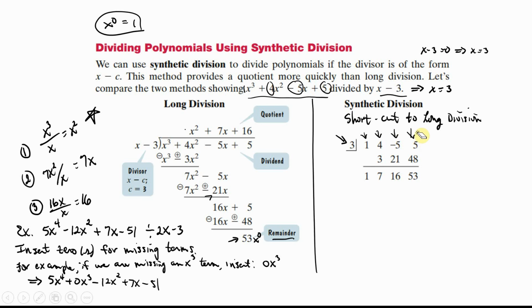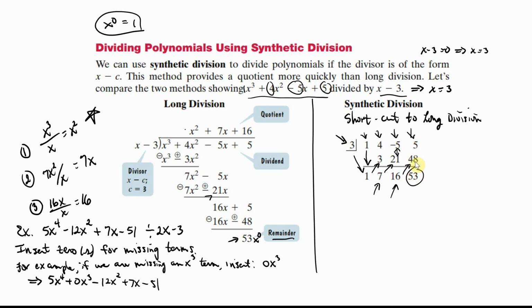It's a shortcut. Here's how it goes. You're going to always bring down that first term there, automatically, whatever it is. Then you're going to multiply the 3 times the 1. We get 3. You're going to add these two numbers here. Whatever the sign is, that's what you operate with. So 4 plus 3 is 7. And then we multiply 3 times 7, you get 21. We add these two terms, right? 21 minus 5, we get 16. Multiply 3 times 16, you get 48. 5 plus 48 is 53.